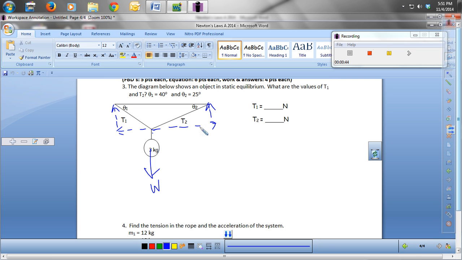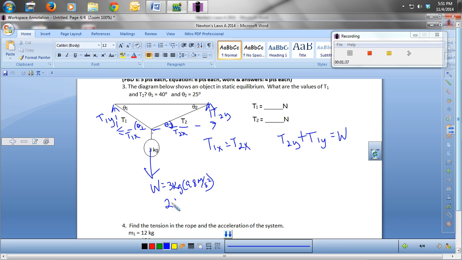Then I needed equations. So I would say that T1, all right, there's theta 2, there's theta 1. So T1x equals T2x. 6 points right there. T2y plus T1y has to equal the weight. 6 points right there. Weight is mass times gravity, 3 kilograms times 9.8 is 29.4 newtons.